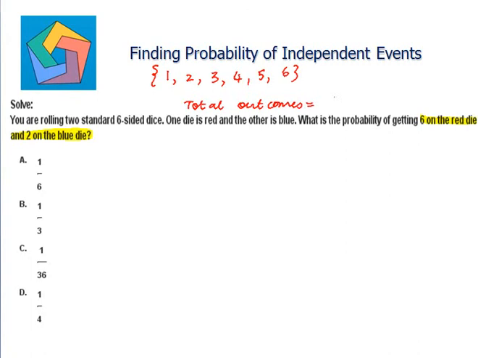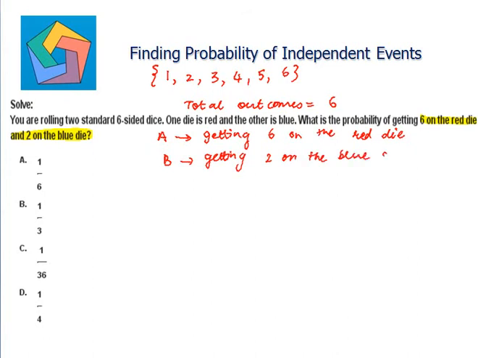Now the probability of getting 6 on the red die. Let me term the events. Let's say A is getting 6 on the red die, and B is getting 2 on the blue die. And let's say C is 6 on the red die and 2 on the blue die.